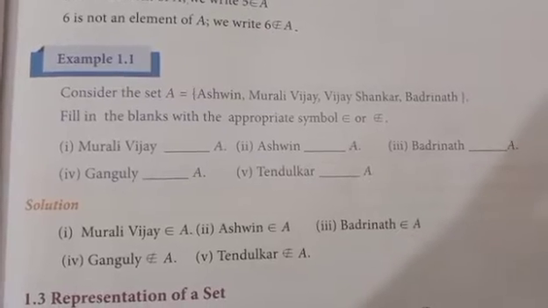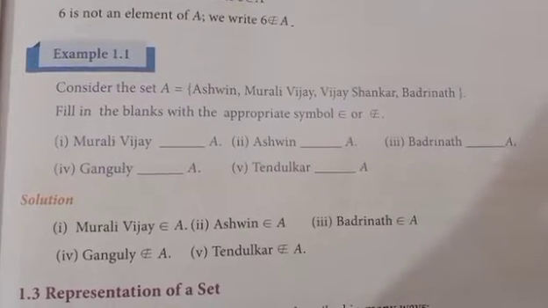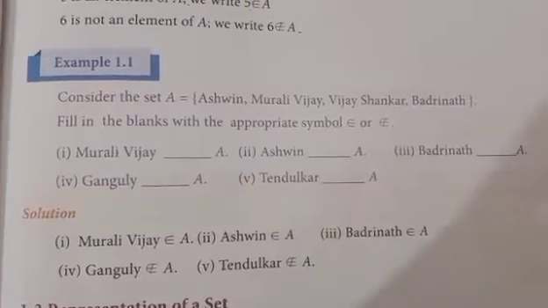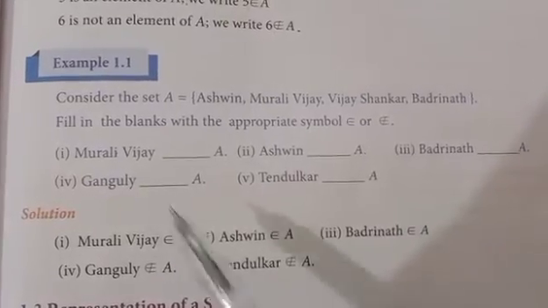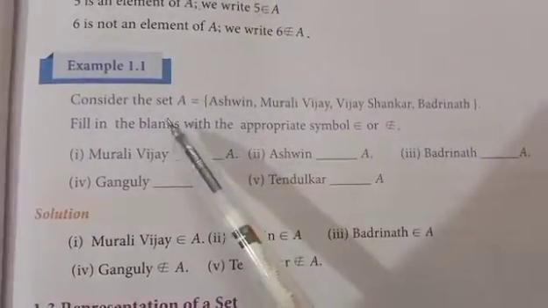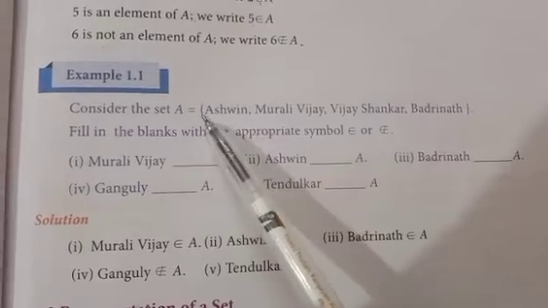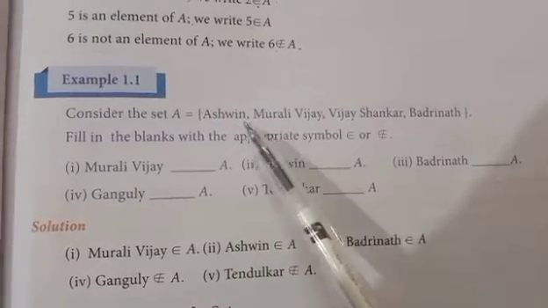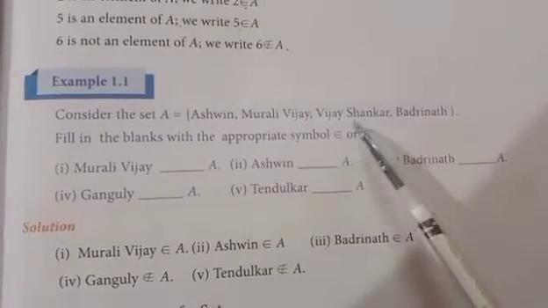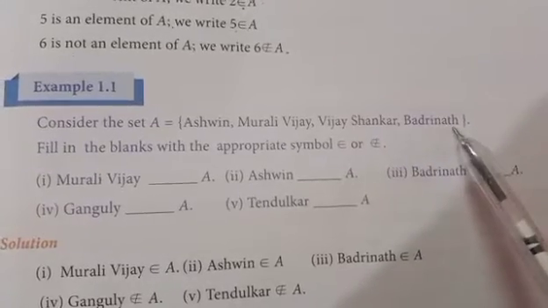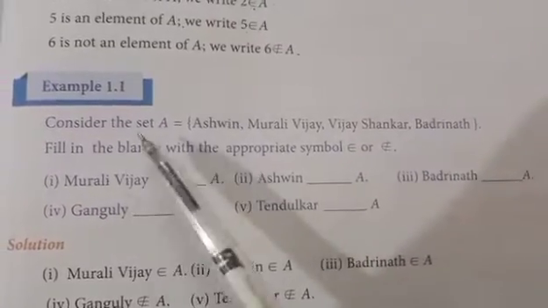Students, now we are going to see some example problems related to set language. Example 1.1. Consider the set A is equal to the set of all Aswin, Murali Vijay, Vijay Shankar, Badrinath. How do you read this?